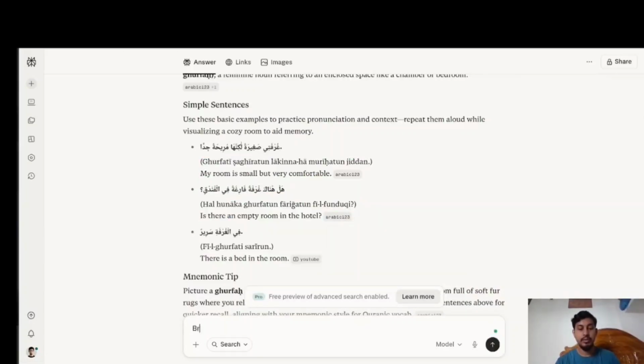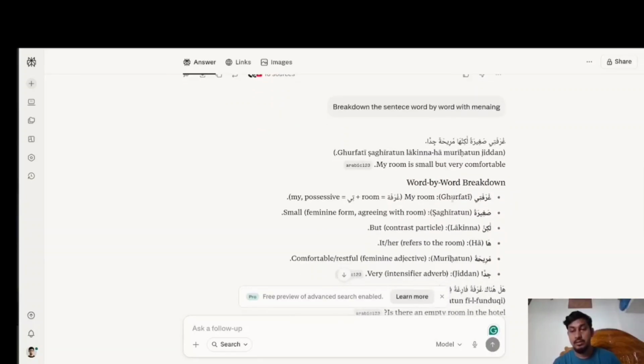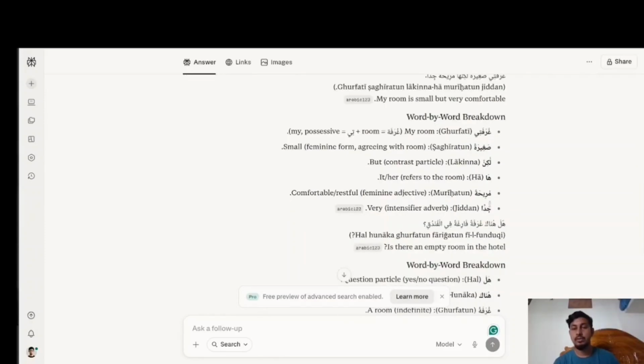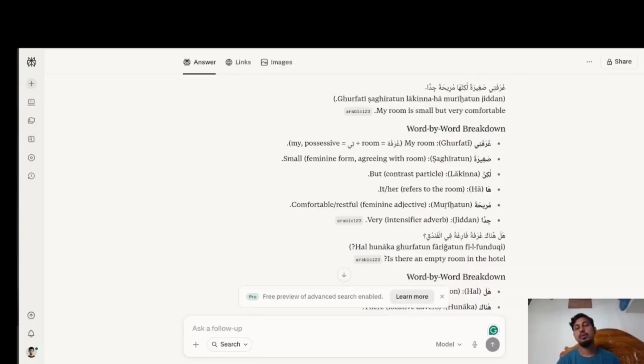I can say, break down the sentence word by word with meaning. And that way we can learn some additional words, like ghurfati, my room. T means possessive. T, ghurfa. Sagiratun, small. Lakinna means but. You can see the breakdown. Jiddan means very. So when you make simple sentences, you can also learn some additional vocabularies.